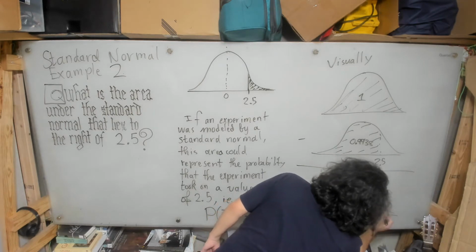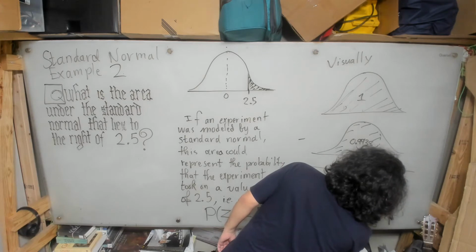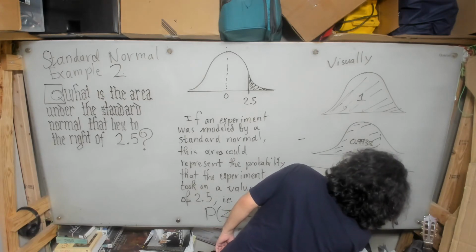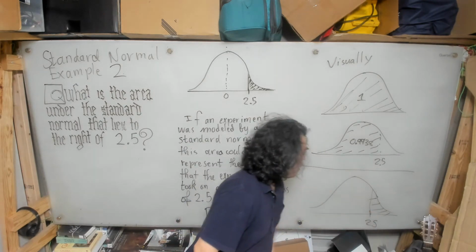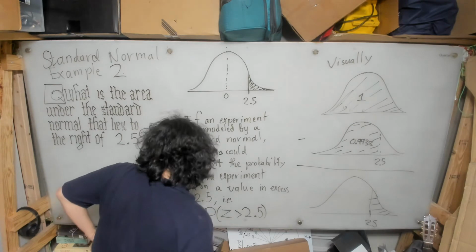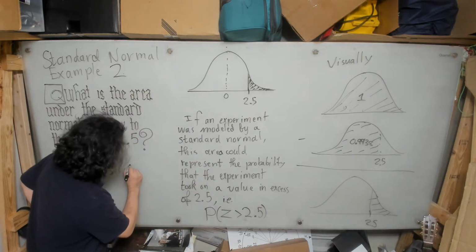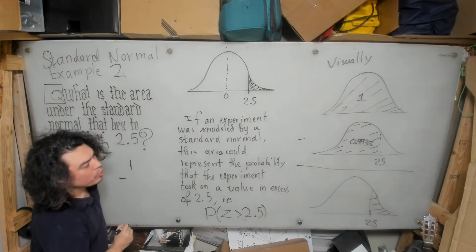Just the tail area. Let me fix this drawing a little bit. Okay, perfect. This is the area we want. And what will it be? Well, let's calculate that subtraction. So I want to do 1 minus 0.9938.